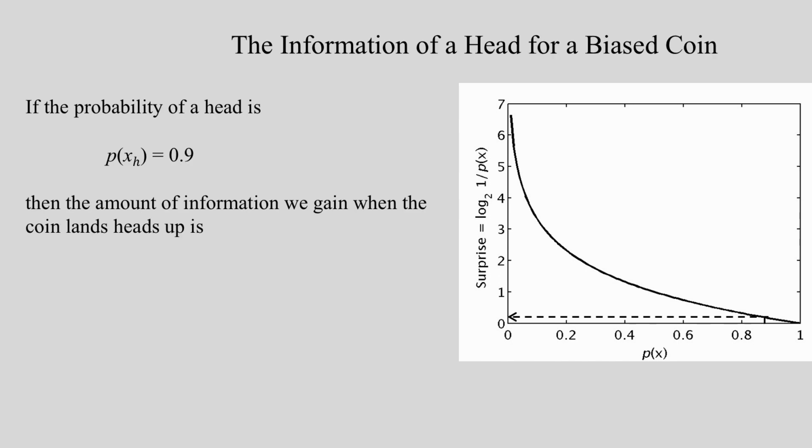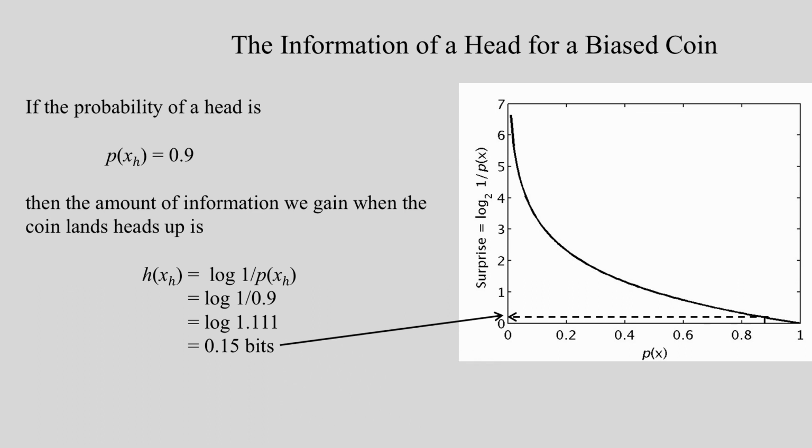If the probability of a head is 0.9, then the amount of information we gain when the coin lands heads up is the log of 1 over the probability of a head, which yields 0.15 bits.